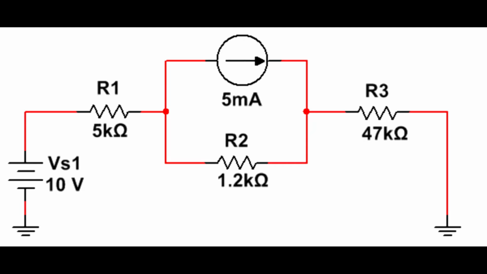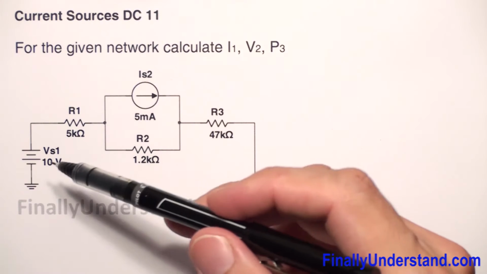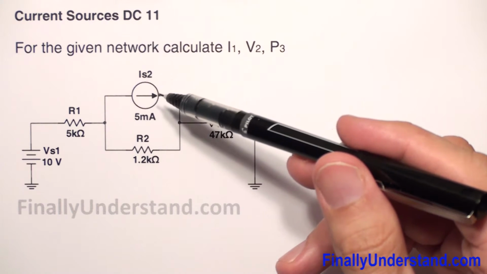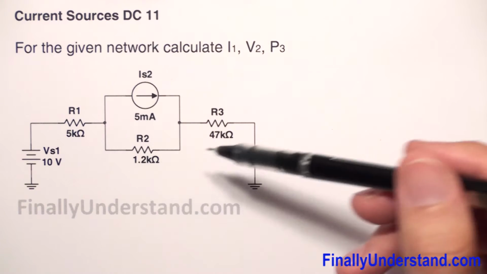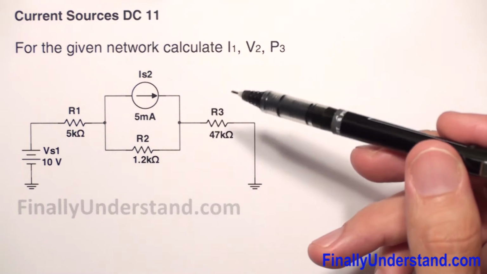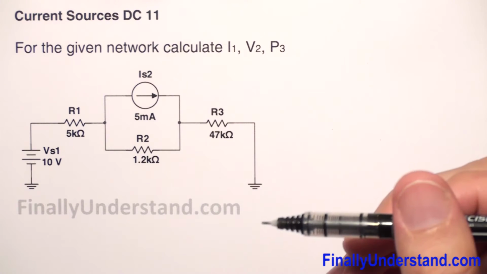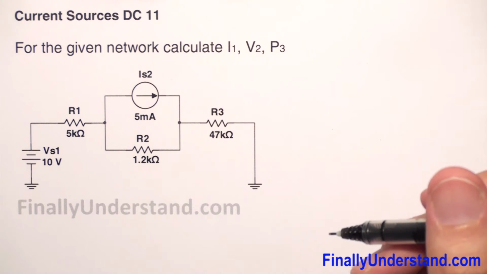Let's take a look at this example. This time we have a combination of the voltage source, current source, and a few resistors. But this time the circuit is a little bit different than the ones which we solved before.